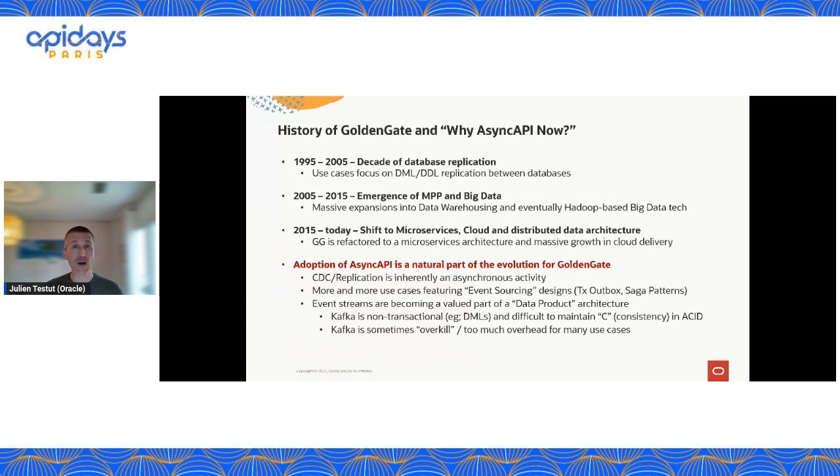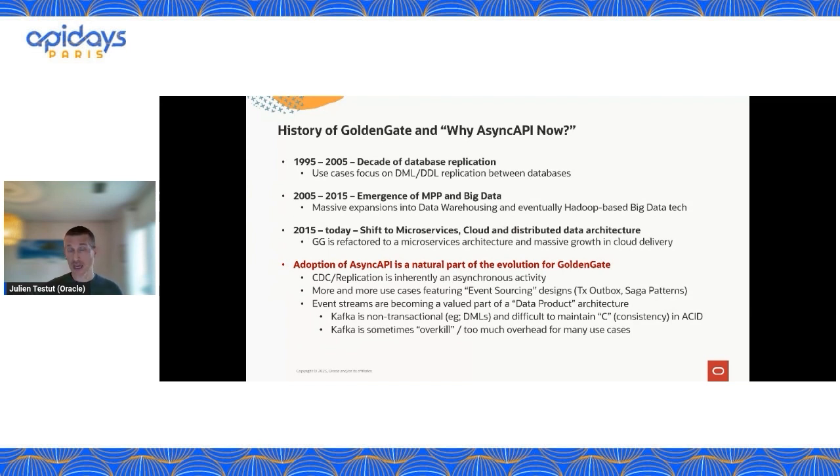And in the decade we're in right now, which is basically from 2015 all the way till now, 2025, we're seeing that shift towards microservices, distributed architecture, and I would say cloud data sources and data targets in general. And so we're seeing that a lot of our customers are leveraging GoldenGate for use cases such as loading a lakehouse in the cloud, loading data warehouses in the cloud. But we also see obviously hybrid use cases, on-prem to cloud, cloud to on-prem, and so on.